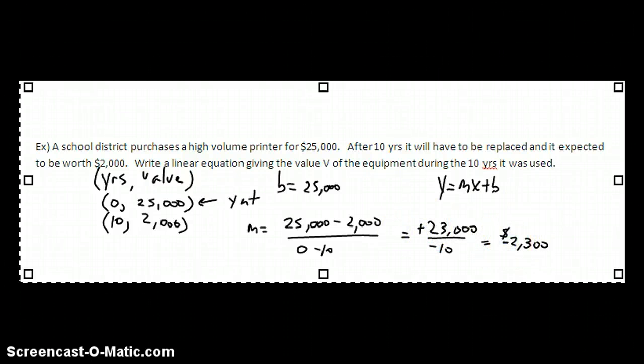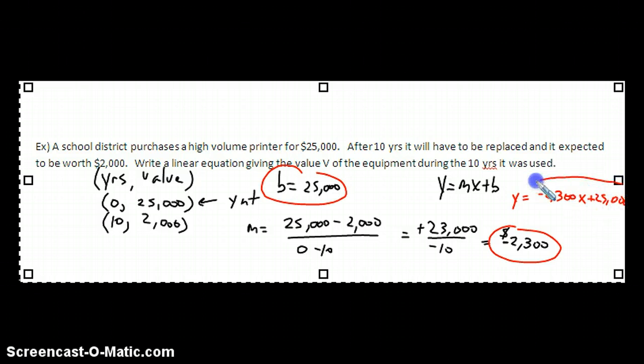So now I can write my equation, plug in my b and plug in my m. Y equals negative 2,300 x plus 25,000. And actually they said find the value v, so you'd want to write that as a v.